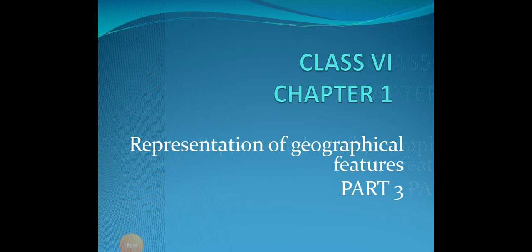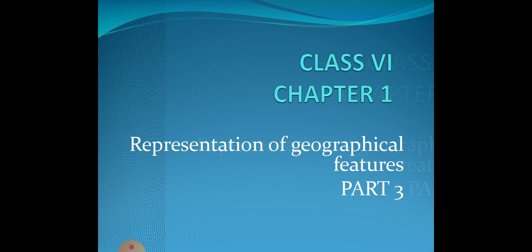Good morning, all. Today, I'm going to explain to you part 3 of chapter 1, class 6th, representation of geographical features. In our previous classes, we have studied what is geography, what is a map, globe, etc. And I think you all remember that.